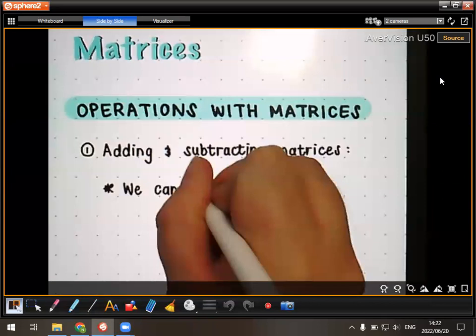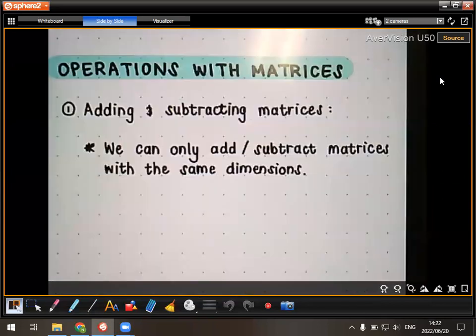Okay, adding and subtracting matrices. Guys, it really is as simple as you're just going to add and subtract matrices, right? There's nothing funny about it. The only thing is you can only add and subtract matrices that have the same dimensions. Okay, I'll show you why that is just now, but let's just write that down as a little note.